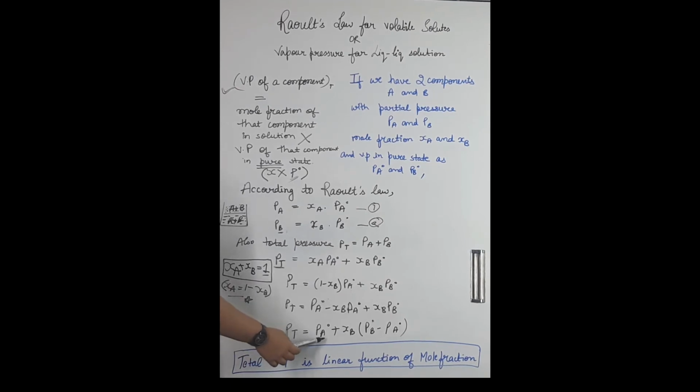You have to write that PA naught and PB naught are constant at a particular temperature, so the total vapor pressure is a linear function of mole fraction. This statement means the vapor pressure will change as the mole fraction changes, or vice versa. Now we will look at the vapor pressure versus mole fraction graph, or the PX diagram.